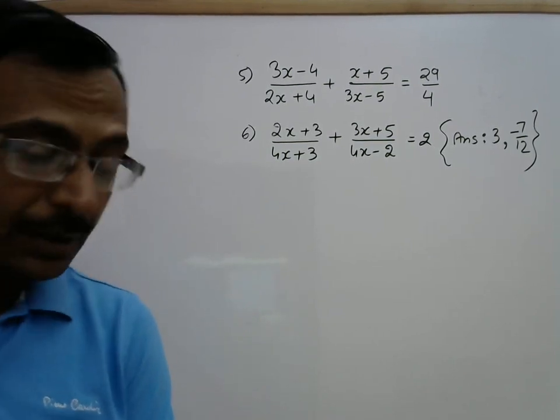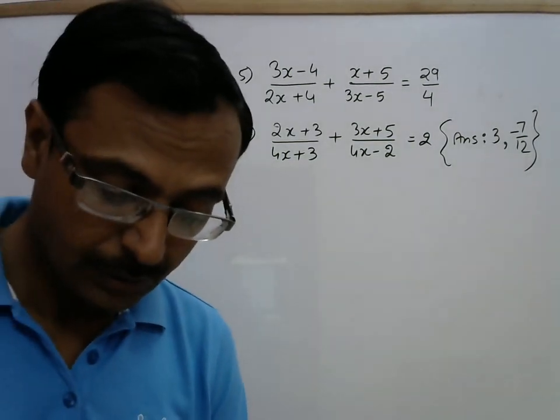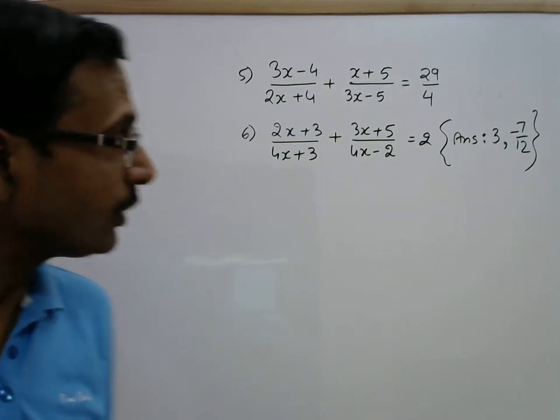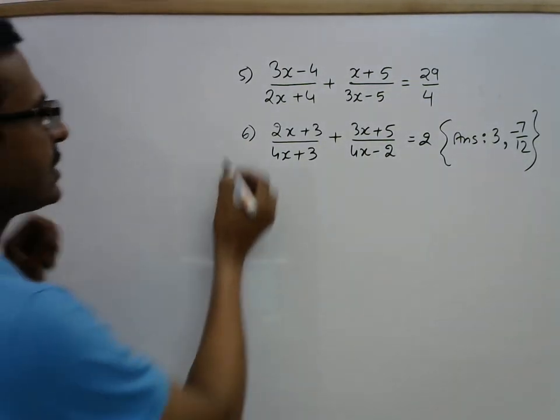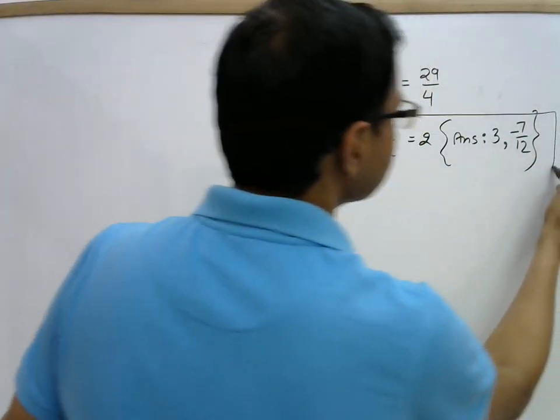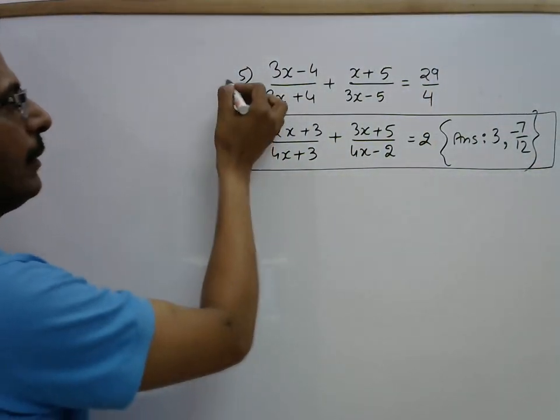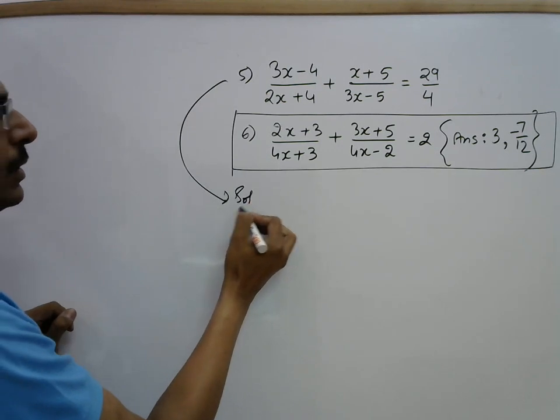So I'm waiting for the viewers to give me the quadratic equation for the fifth question. In the meanwhile, I'll try and solve that fifth question. This is for homework. Don't do this. I am doing this solution.